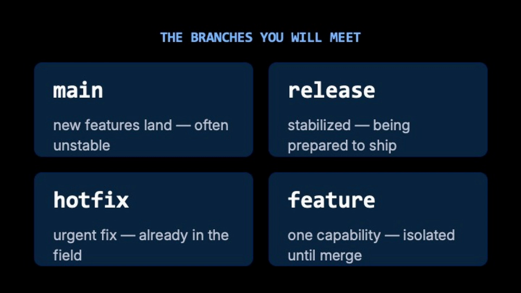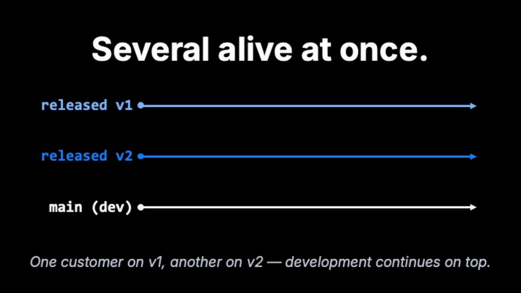The important thing is to realize that the same product can have several of these branches that are worked on at the same time. One customer also may be running on a released version, while another customer is still on a previous one, and the development continues in parallel on top of that. Because of that, a few challenges arise that catch testers again and again.